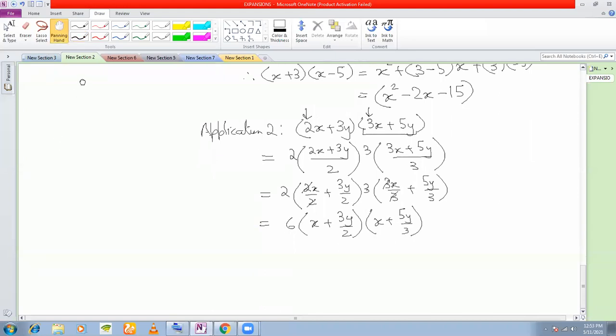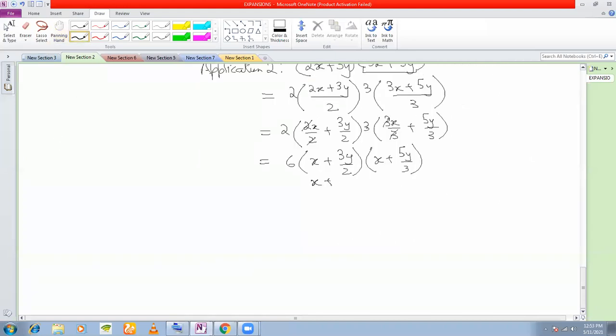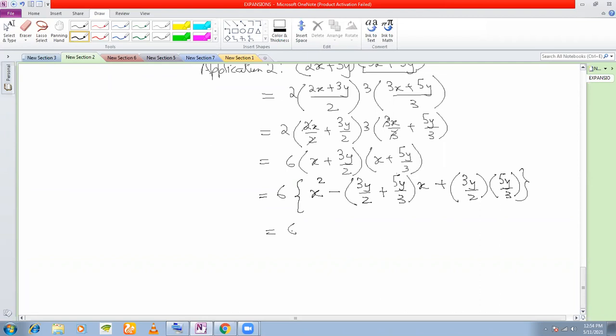Now you have got the (x + a)(x + b) form. This is x plus a and this is x plus b. So now we can apply the identity. Just write 6 as it is, and give a curly bracket. The identity was x square plus (a + b)x plus ab. a here is 3y by 2, and b here is 5y by 3. So ab is 3y by 2 into 5y by 3. Now we simplify this to get our answer.